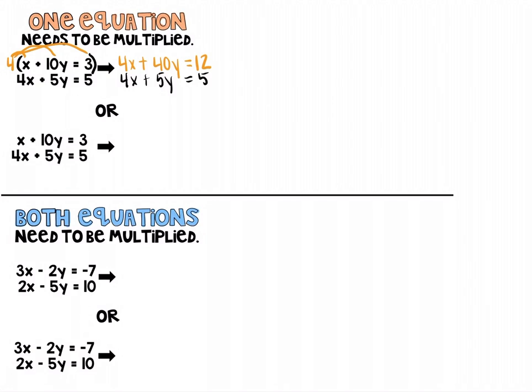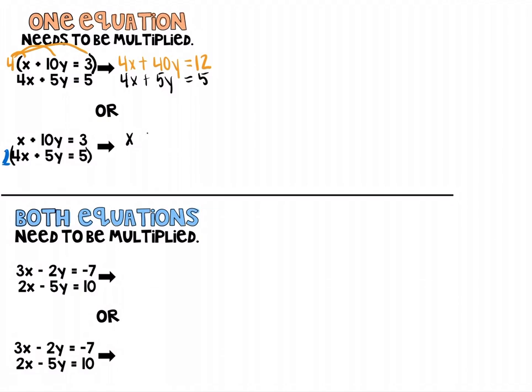Now, let's say you didn't want to make the x's match. You wanted to make the y's match. So you have 10y and 5y. What do you have to multiply 5y by to make it match? You have to multiply it by 2. So what you're going to do is take this second equation and multiply it by 2. Again, make sure you distribute the 2 on everything.